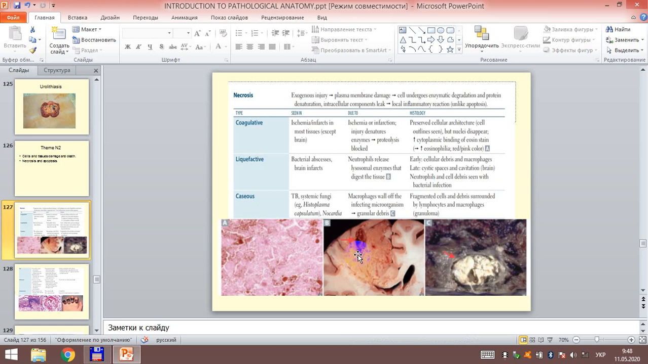Caseous necrosis is seen in tuberculosis, systemic fungi, Histoplasma capsulatum, and others. Macrophages wall off the infecting microorganisms, with granular debris. Histologically, fragmented cells and debris are surrounded by lymphocytes and macrophages, a granuloma.